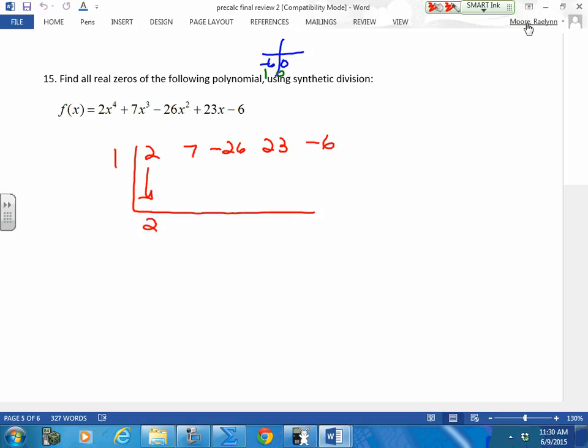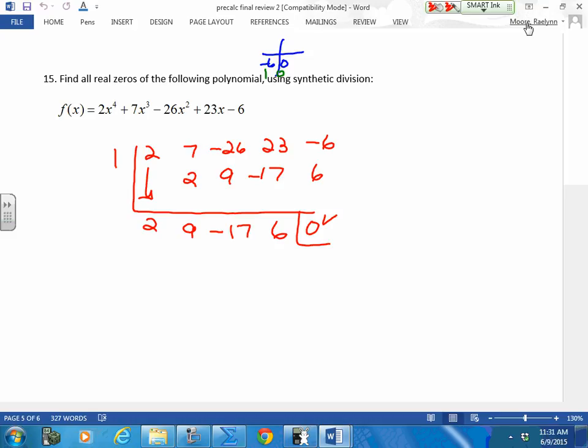Multiply to the right, add down. 1 times 2, 2. Add down. 9. 1 times 9, 9. Add down. -17. 1 times -17, -17. Add down. 1 times 6, add down. This should be a 0 because you found a 0 there, no remainder.